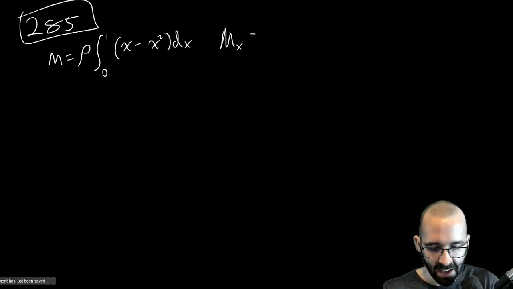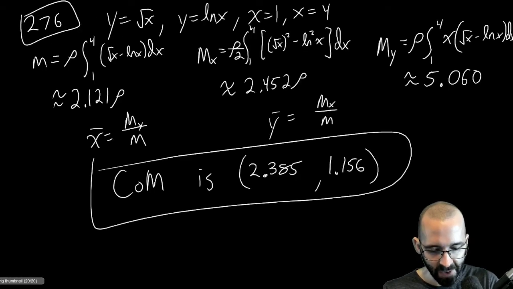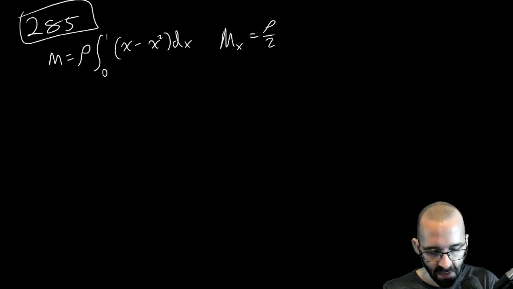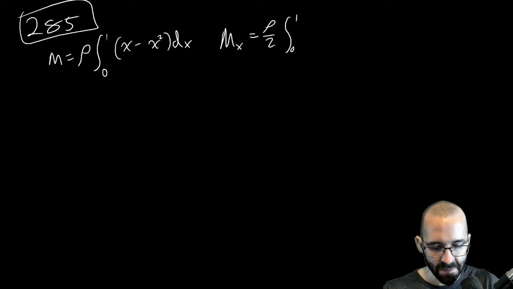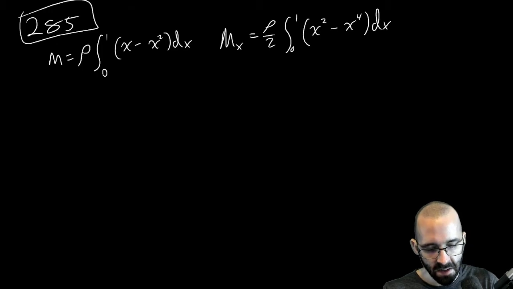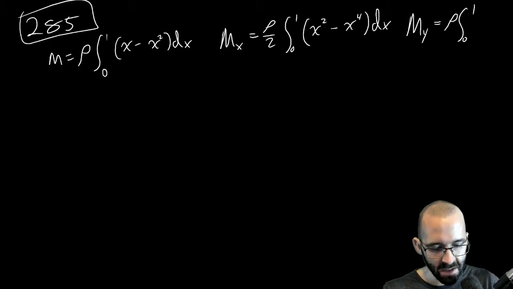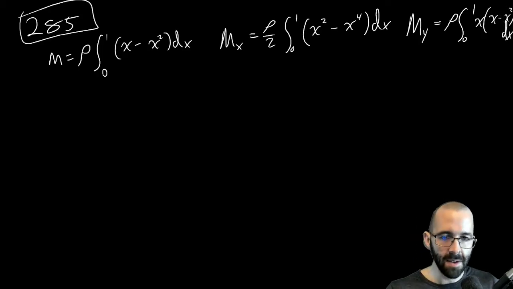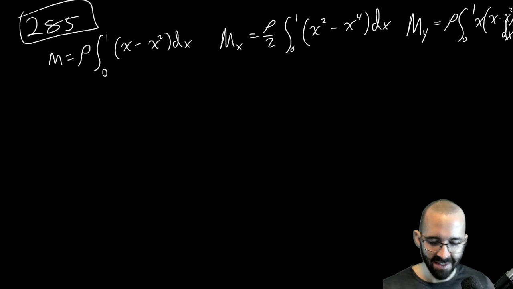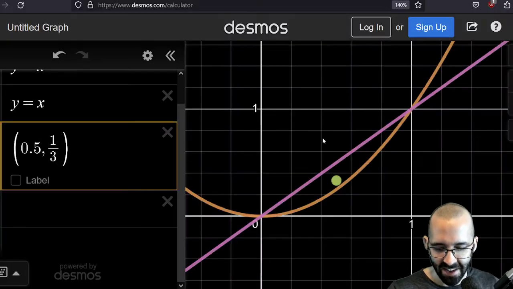dx. The moment with respect to the x-axis, which one was that? Rho over 2. It'll go from 0 to 1. I have the first guy squared minus the second guy squared. The moment with respect to the y-axis, we just have rho times the integral from 0 to 1 of x times the first guy minus the second guy. All right, same as the last problem.